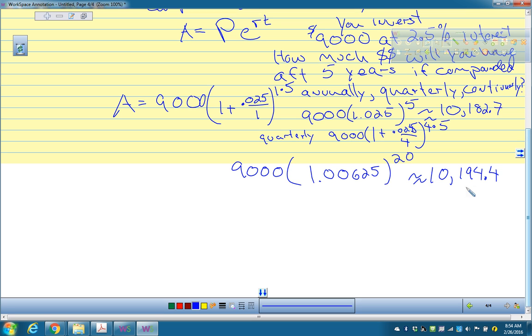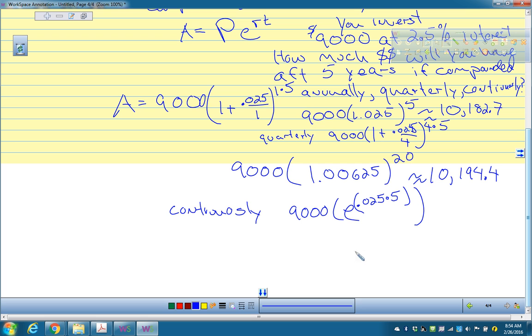But when you buy a car or something, they say the interest is 5%, but the effective interest is something else, because it's compounded monthly or continuously or something like that. So let's just try continuously. It's going to look like 9,000 times e raised to the 0.025 times 5.